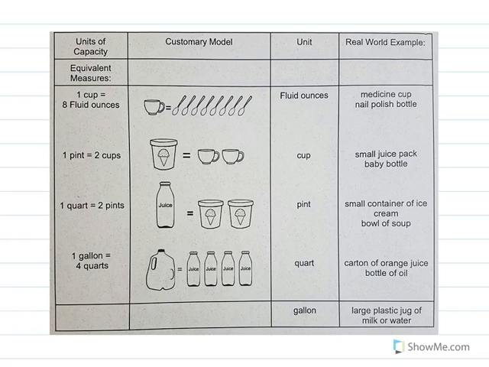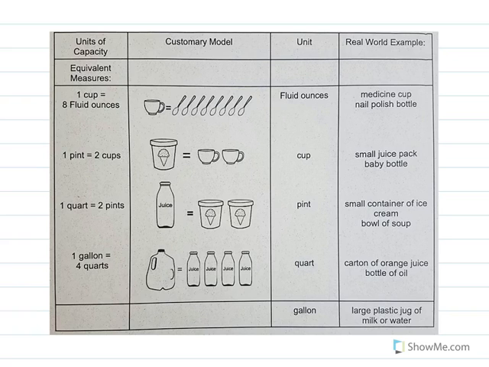The next one we have is the pint. A pint is equal to 2 cups. So in that pint container, you would be able to fit 2 of those cups inside it. That means that one has 16 fluid ounces. The next one is the quart. The quart is equal to 2 pints. And then finally the gallon is equal to 4 quarts.